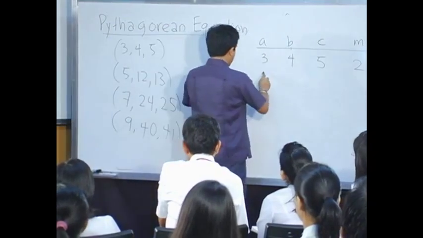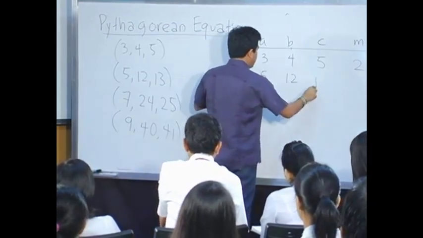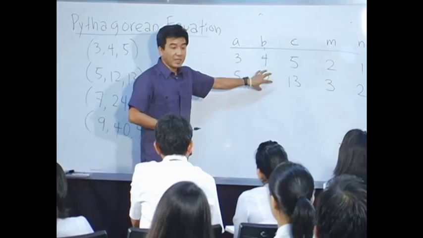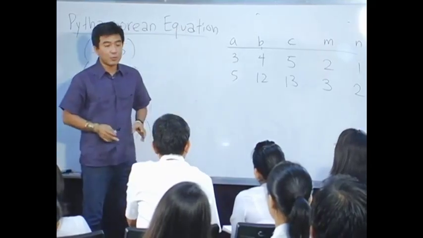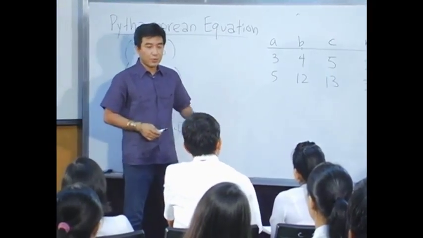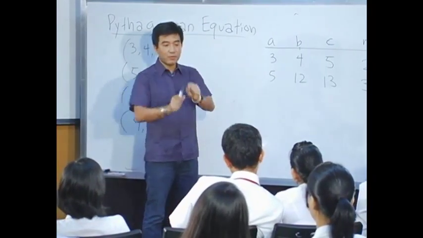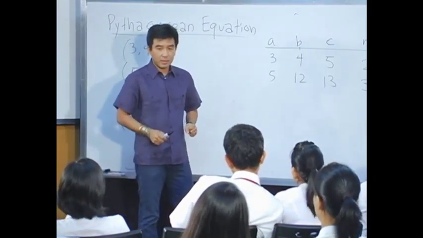How about 5, 12, 13? You can actually look at B. Remember, B is equal to 2 times mn. So you divide B by 2, you get 6, and try to think of those two factors that would give you 6. Okay?